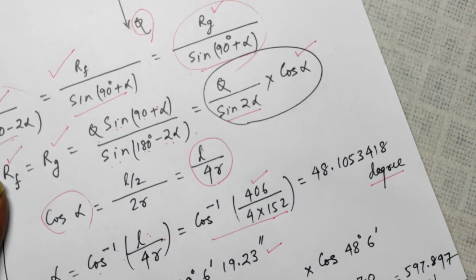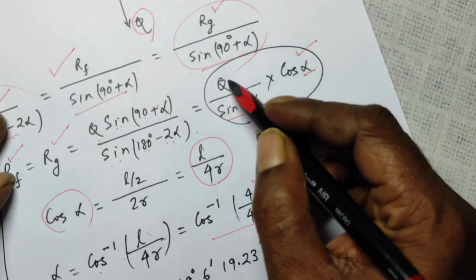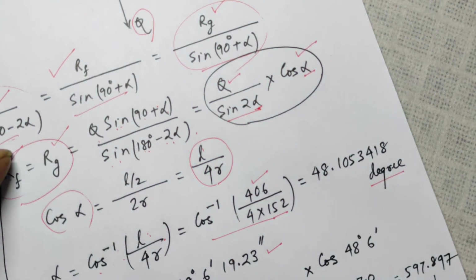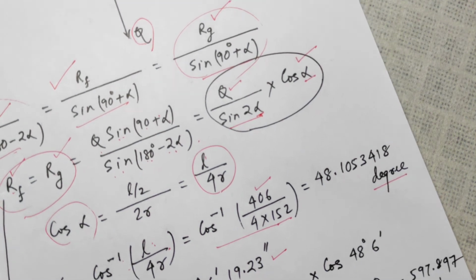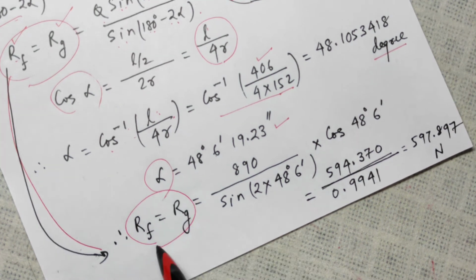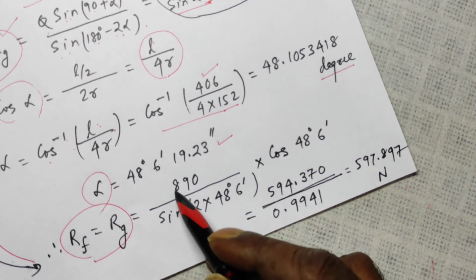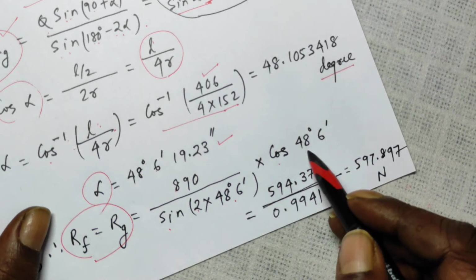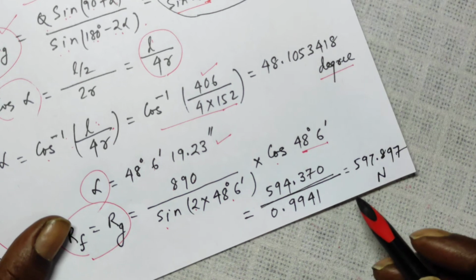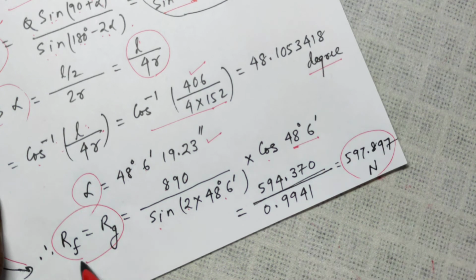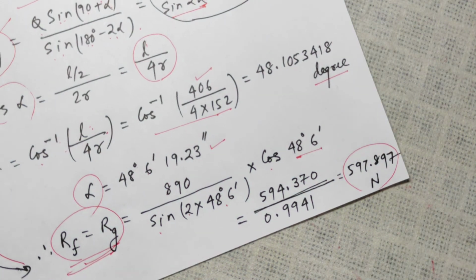Now since alpha is known, if you put alpha here and the value of Q here and alpha here, you get RF and RG. So from here, your RF is equal to RG, by putting the value of Q as 890 Newton, sine 2 times alpha, which we calculated, and cos of alpha, which we calculated. This comes out to be 597.897 Newton. That means these two reaction forces are equal.